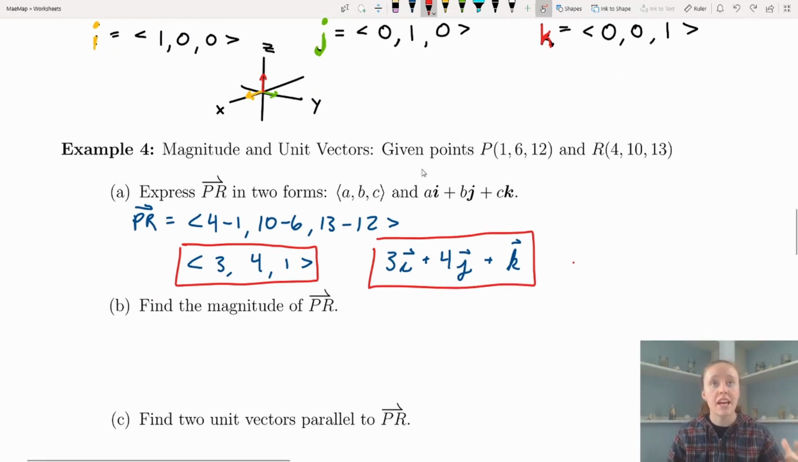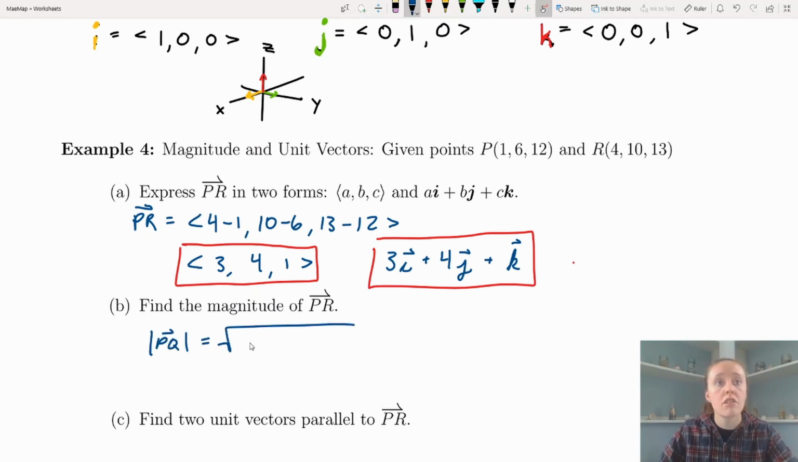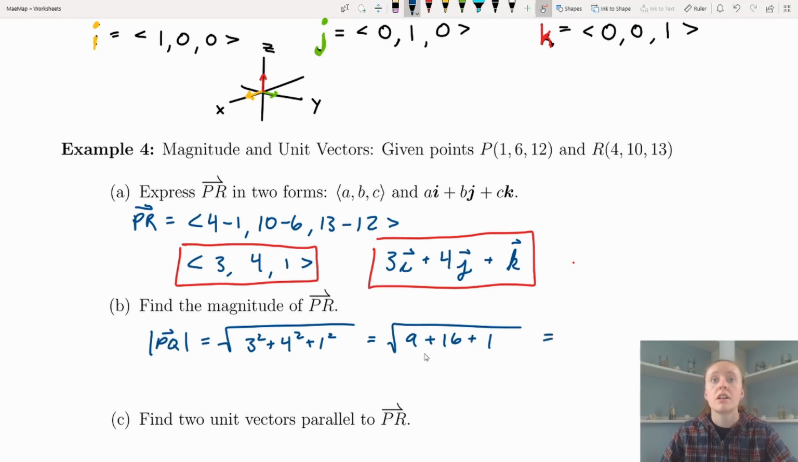Now let's find that length or magnitude of PR. So that's going to be the square root of 3 squared plus 4 squared plus 1 squared, which gives us the square root of 9 plus 16 plus 1. 9 plus 16 is 25, plus 1 is 26. So that's the square root of 26.